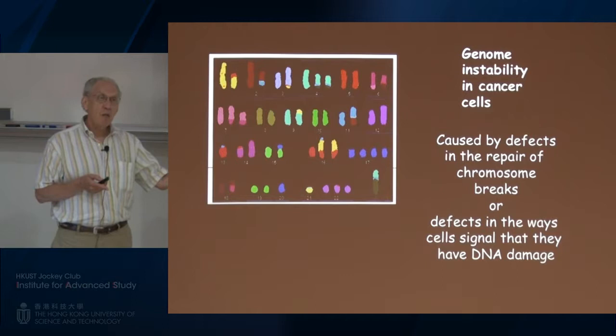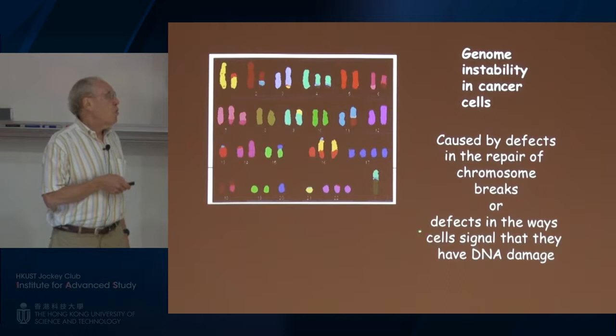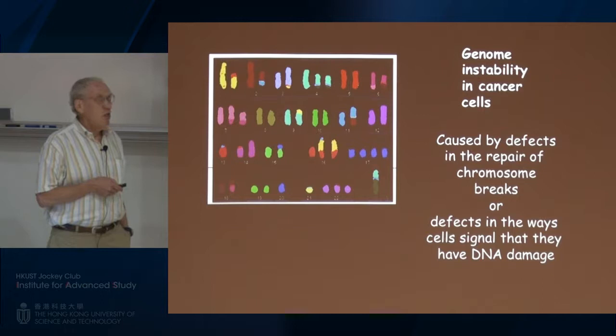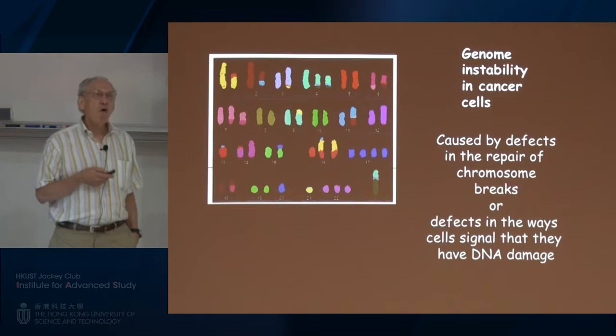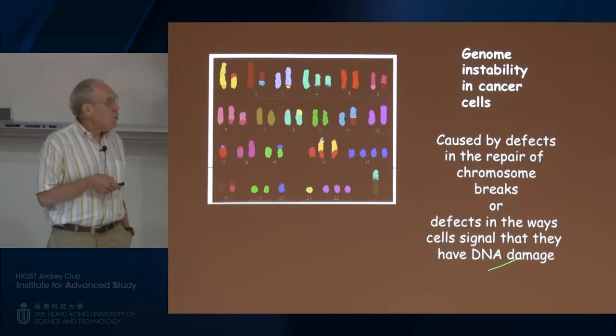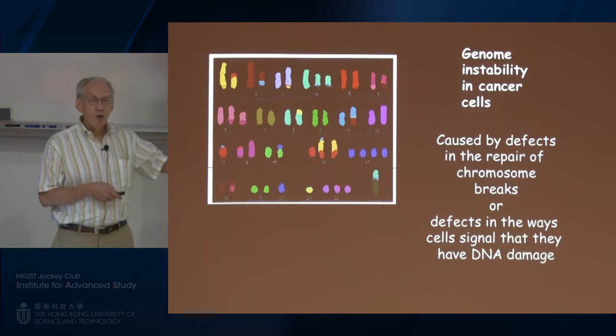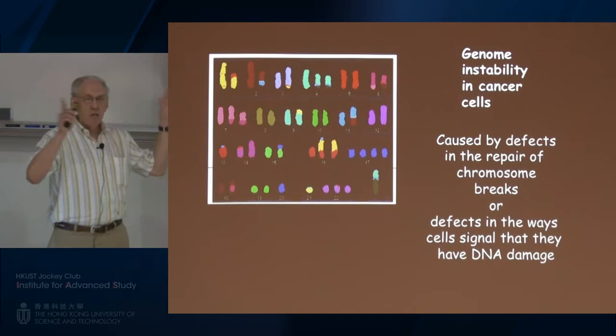So, for example, a key protein in this checkpoint in mammalian cells is a protein called P53, a protein that is mutated in at least half of all the cancers that people have identified. So cells that have lost this ability to detect and eliminate damaged cells give those cells the opportunity to proliferate and to end up looking more and more like this. So that's the broad framework.